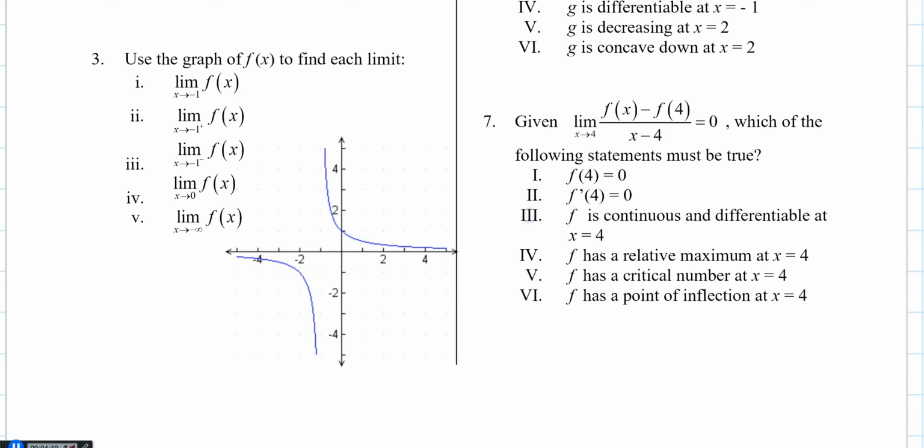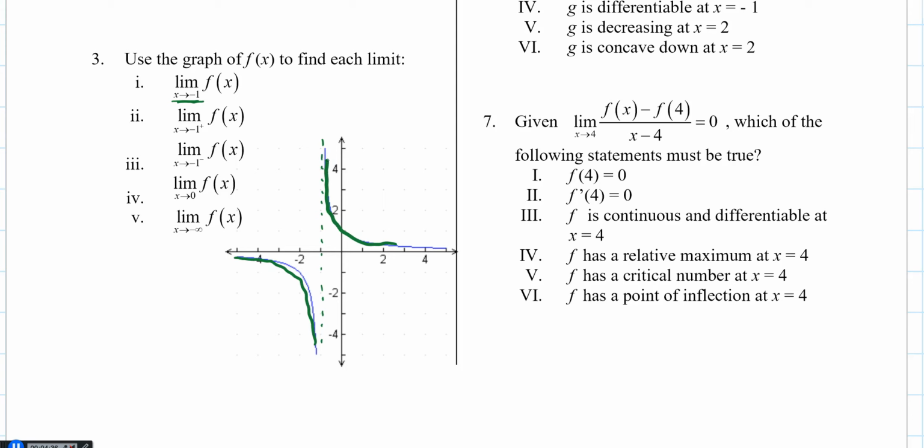Number 3, use the graph of f of x to find each limit. So the first two, we find the limit as x goes to -1. So we find -1, which is right here, which looks like our vertical asymptote. Since the left bound and the right bound behavior are different.